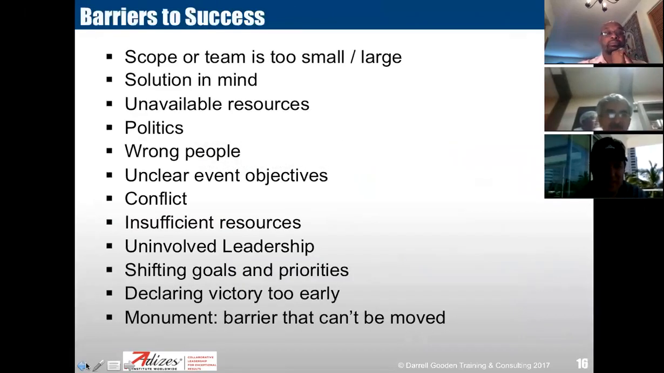Politics, wrong people, unclear event objectives, conflict. And I sent these slides to you guys. No problems. I'm just wondering, the next would be the running of these Kaizen meetings. Do those have some rules that will tackle all these barriers to success, or are you just making them aware that these are barriers to success and please don't?